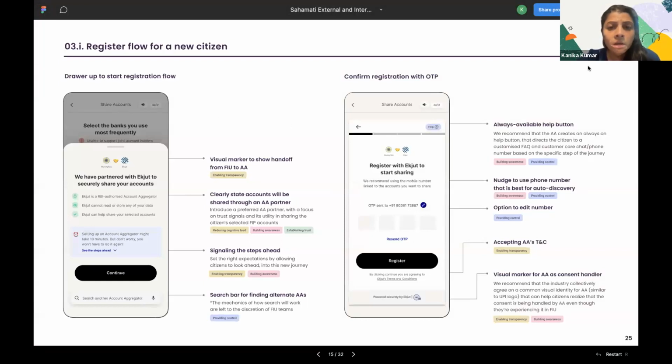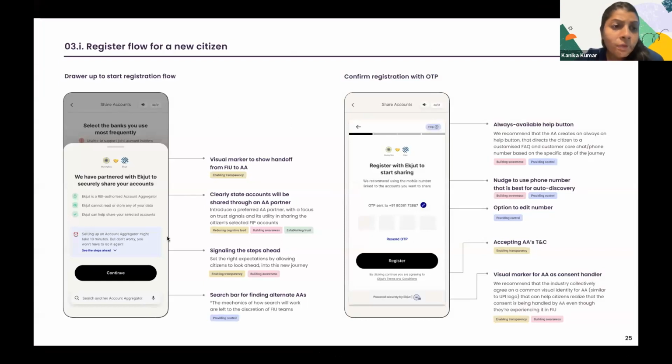And so here, this first one is for a new citizen, so someone who does not have an account aggregator flow, but we have a recommendation in the more detailed presentation you'll see where we recommend to TSPs a way for the FIU to share some information where they can surface if this user is already an account aggregator user to avoid some of that repetition or redundancy.